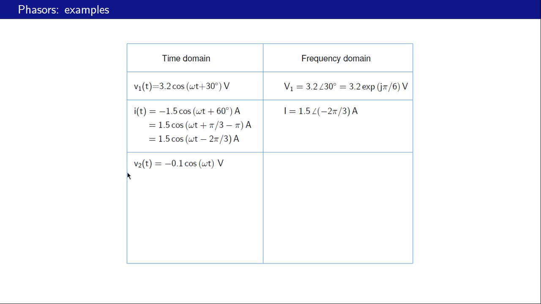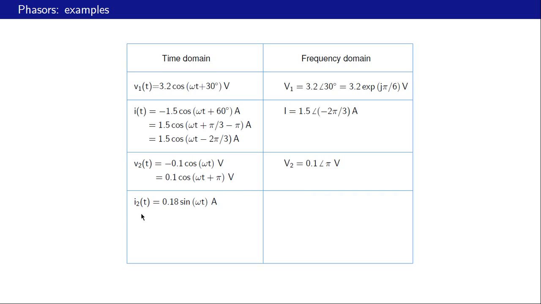Next example, V2 of t equal to minus 0.1 cos omega t. Once again, we don't want this minus sign here, so we rewrite this expression as 0.1 cos (omega t plus pi). This plus pi accounts for this minus sign over here. And note that we can either write plus pi here or we can write minus pi like we did in the last example. Okay, now the corresponding phasor is magnitude 0.1 and angle equal to pi.